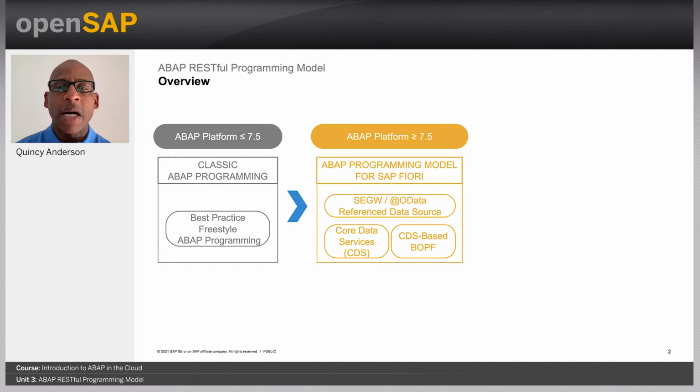As a first step, the ABAP programming model for SAP Fiori was released with ABAP Platform Release 7.50 SPS 01. It was then that we were introduced to some new types of artifacts that we could create in our development efforts, such as Core Data Services, also known as CDS, and Business Object Processing Framework, also known as BOPF. We learned about what an OData service was, and how transaction code SEGW could be used to create OData endpoints using familiar ABAP technologies such as remote enabled function modules and ABAP classes.